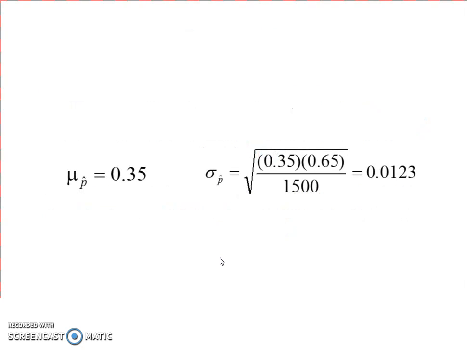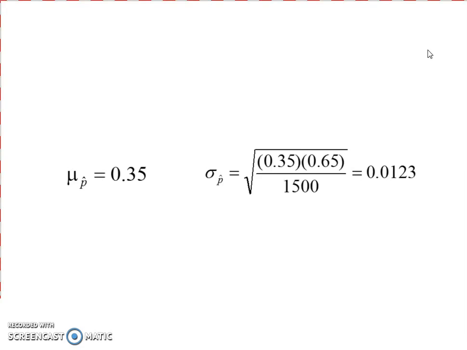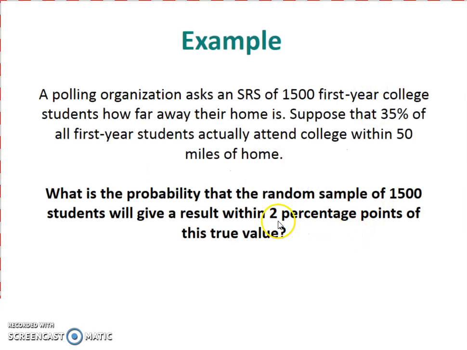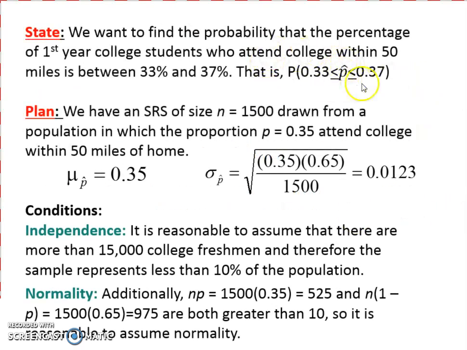Step 1 is we have to state what is going on here, kind of just summarizing the problem. What do we want to do? We want to find the probability that the percentage of first-year college students who attend college within 50 miles is between 33% and 37%. Where did those numbers come from? It said within 2 percentage points of the true value. The true value is 35. 35 minus 2 is 33. 35 plus 2 is 37. That's where those values came from. So, this is what we're trying to find.